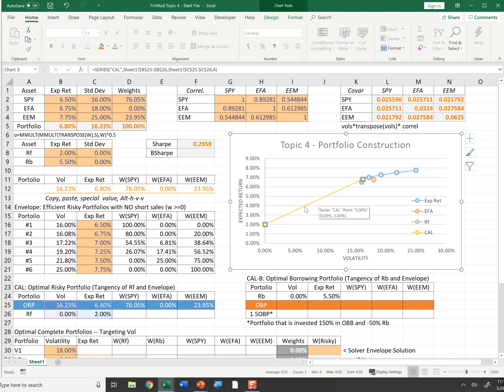If I increase my weight in the risk-free asset, I start moving my combined portfolio down towards the risk-free rate. As I decrease my weight in the risk-free asset while increasing my weight in that optimal risky portfolio, I start plotting along this point. So this becomes my capital allocation line, how I allocate capital between the risk-free asset and the optimal risky portfolio.